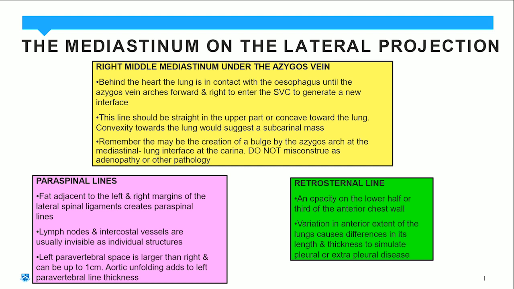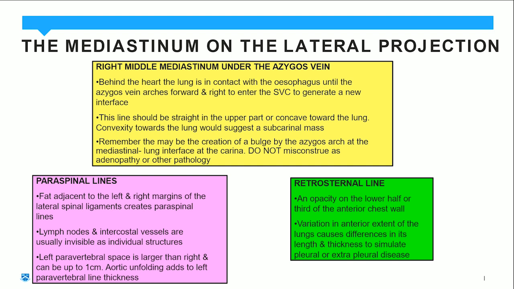And just a few thoughts on paraspinal lines. The fat adjacent to the left and right margins of the lateral spinal ligaments creates the paraspinal lines. Lymph nodes and intercostal vessels are usually invisible as individual structures. The left paravertebral space is larger than the right side and can be up to 1 centimeter. Aortic unfolding adds to the left paravertebral line thickness.